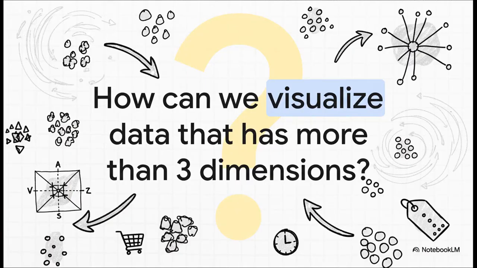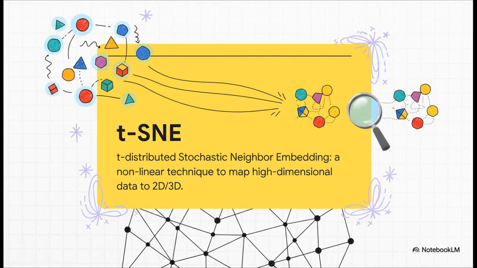But this is where we hit a massive wall. Our retail customer data isn't just two things, like age and spending. It could have dozens of dimensions: how often they buy, what categories they like, when they last visited. How on earth are you supposed to plot something with 50 dimensions on a flat computer screen? You just can't. This is where some truly incredible math comes into play.